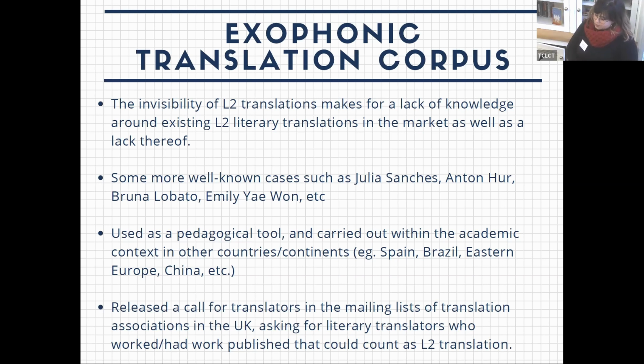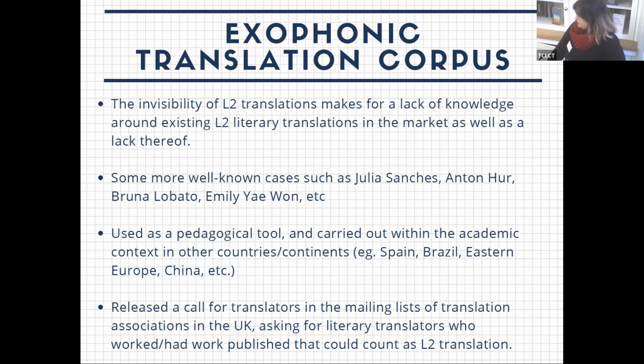As I said before, exophonic translation is used as a pedagogical tool. So you can find examples, but they are in a different context, usually more academic or as an exercise, really. But there are examples in other countries and continents, mainly, as I said before, in Spain, where a lot of people are doing this type of translation and testing these types of translations as well. And as I said, in my own background in Brazil, that's something that we do very often. A lot of the examples that we find in these conferences and in other texts on L2 translation are from Eastern Europe. So that's also a context where these L2 translations are coming from.